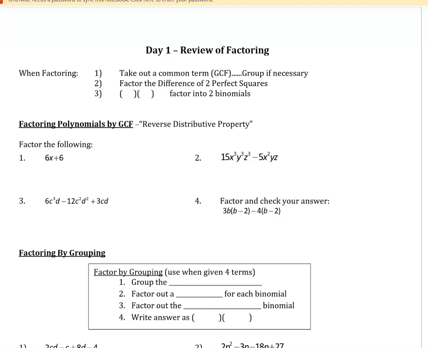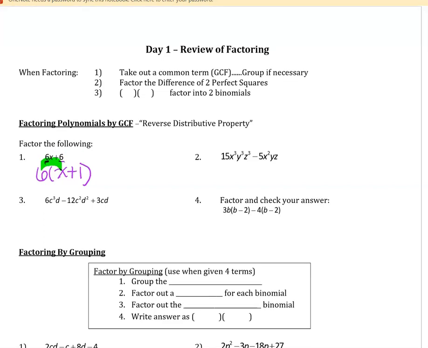Alright, so when factoring, the first thing you want to do is look for a greatest common factor. So when I look at example 1, I notice a common factor of 6. So what I can do is divide both 6x and 6 by 6, and I'd be left with an x plus 1. Sometimes teachers will call this reverse distributive property, because if you were to distribute the 6 back to the x and the 1, you would get 6x plus 6 back. And that's how you can double check your factoring.